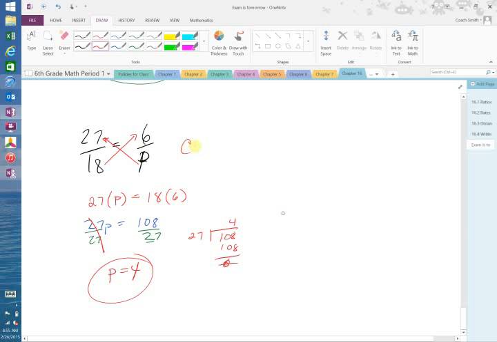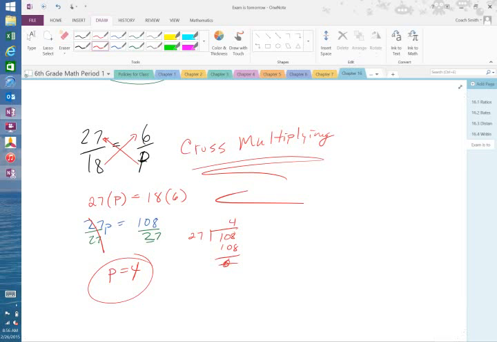Okay, remember, you're cross multiplying, not cross canceling. Okay. Any questions? That's exactly what will be on the test tomorrow. Okay, there's about 24 questions on the test.